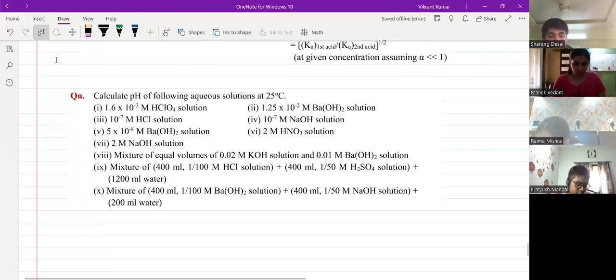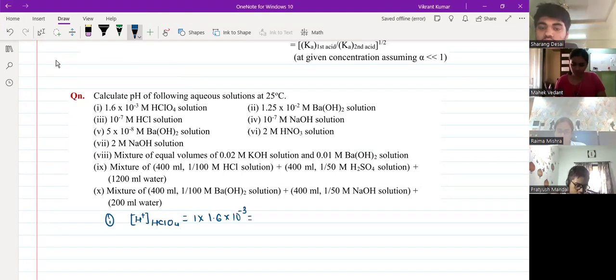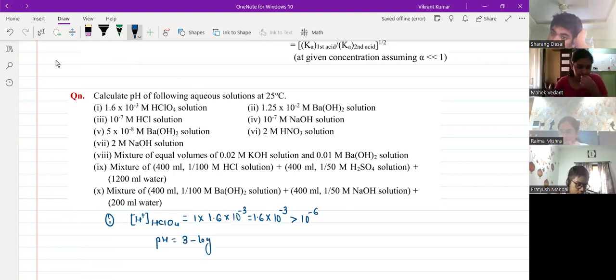Okay, so if you see the first case, we have got the concentration of HClO4. So H plus from HClO4, if I want that, it will be 1 times, because every HClO4 is going to give you 1 H plus. So 1 times this much, which is simply 1.6 into 10 raised to minus 3, and that is greater than 10 raised to minus 6. So directly we can calculate the pH from this value. 3 minus log 1.6.